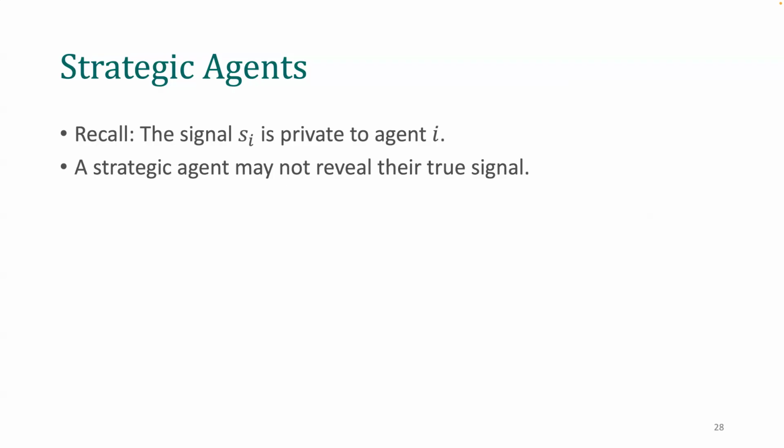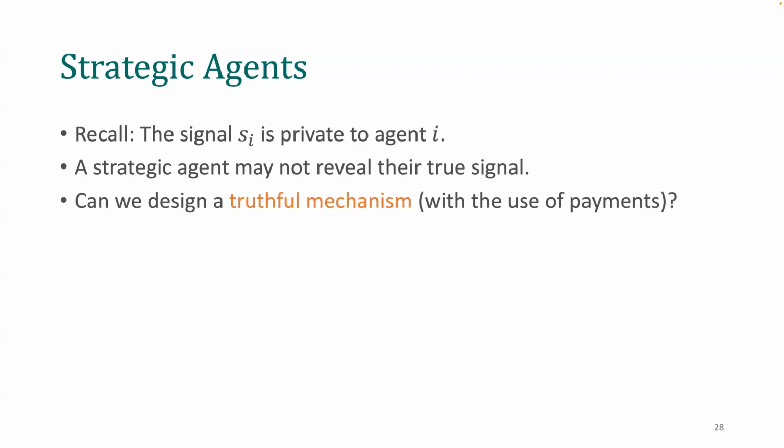So the question now becomes, not only can I make a good online algorithm, can I make it so that we incentivize them to reveal truthfully? So can we design a truthful mechanism, let's say with the use of payments, such that the agents are incentivized to reveal their signals truthfully, and I'm able to get a good approximation compared to the offline optimal. Okay?